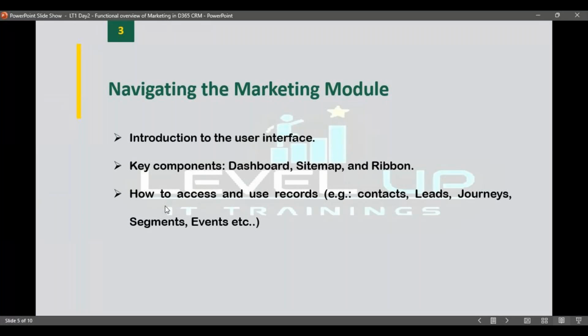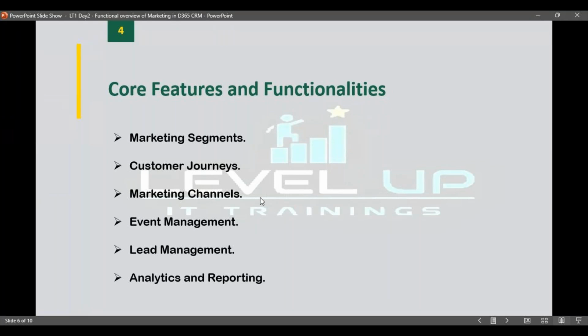So this is what we have seen, right? Contacts and leads. These are all the entities we'll be using in the marketing module. And then the core features and functionalities. First, marketing segments, which we have discussed. It is how we want to group the contacts or leads based on their interaction, or their age group, or their location, or their interest. So we'll be grouping them, and that's what we call marketing segments.